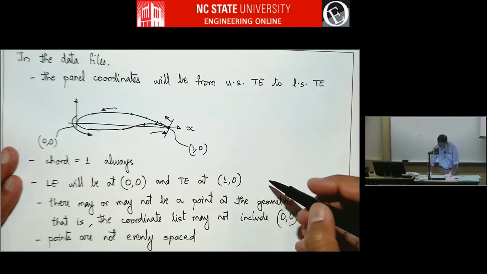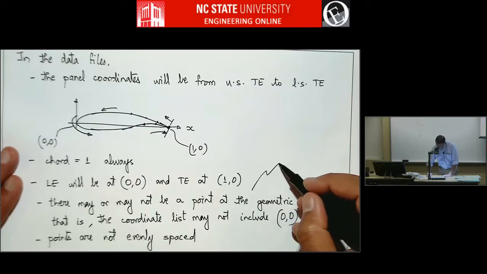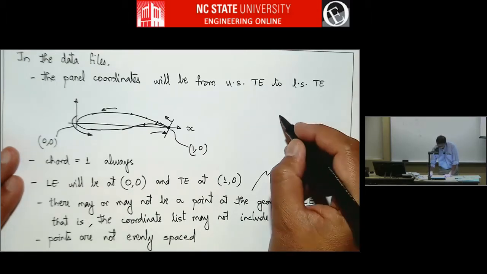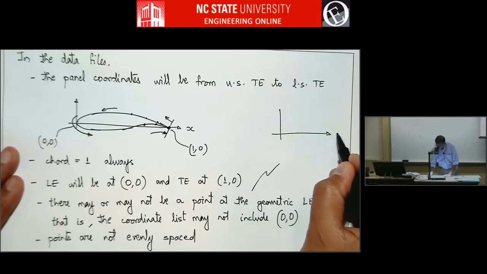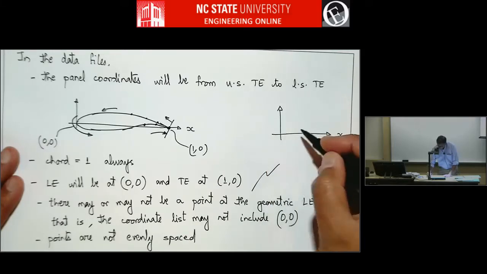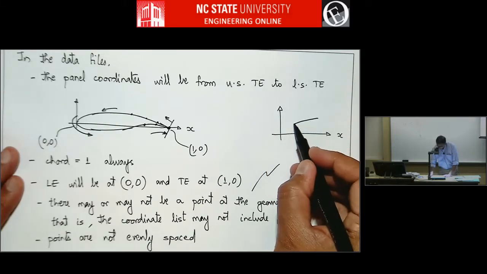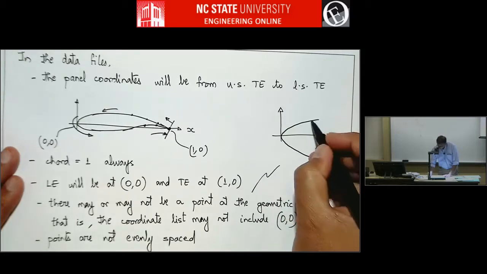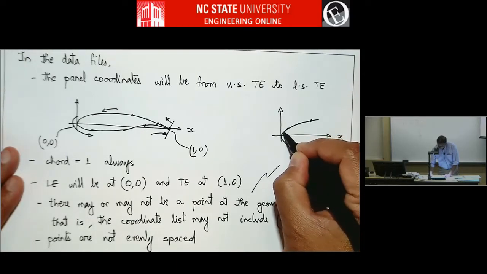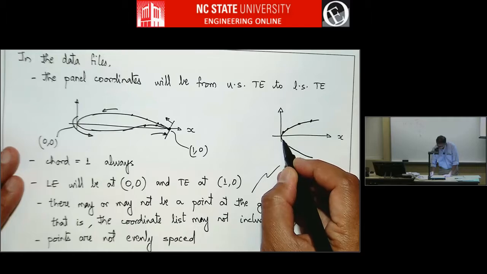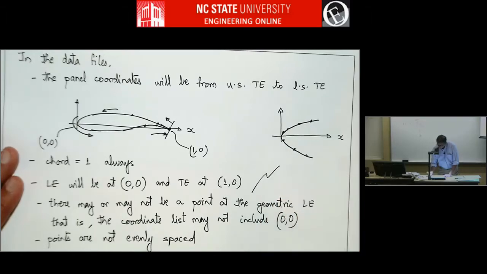Okay, so let me draw a sketch for this. If you have XY like this, I'm going to zoom into the leading edge. So let's say you have an airfoil that's leading edge like this. You may have points going like this, and then there won't be a point here, but maybe it will be like this.